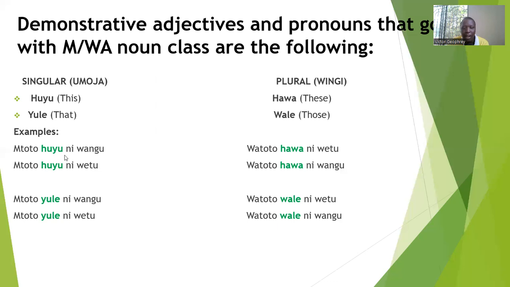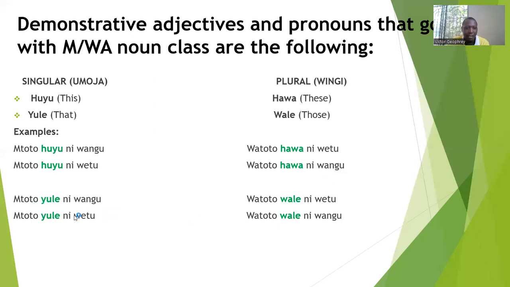You can say mtoto hawa? No, that is not applicable because hawa is in plural. You get that? You cannot say watoto huyu. That's not correct, because huyu is in singular. You get that? Okay. So watoto hawa ni wetu. Watoto hawa ni wangu. Simple like that.